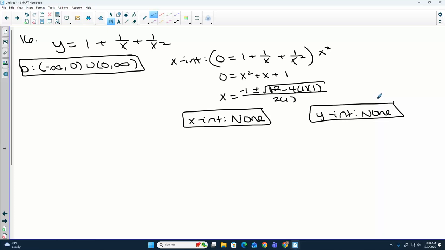Symmetry I should have taken off since we don't have our graphing calculators. I wouldn't make you check that. So asymptotes: vertical asymptote, x equals what makes the bottom 0? Just 0. How do we find our horizontal asymptotes?